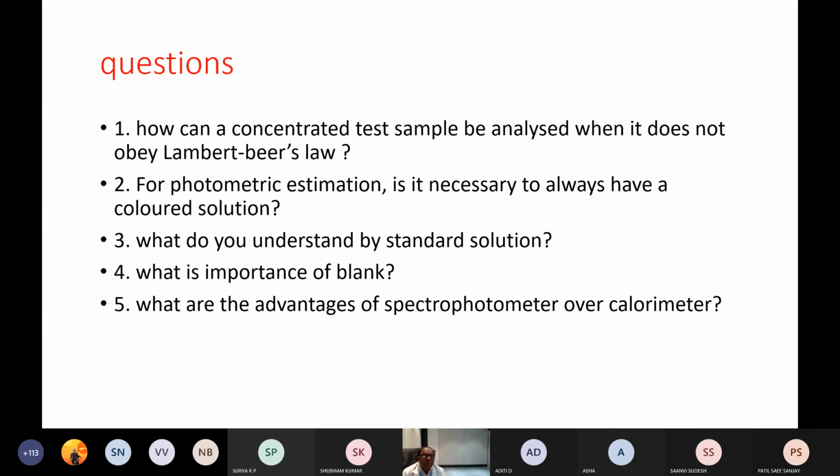The second question is: for a photometric estimation, is it necessary to always have a colored solution? That is for the spectrophotometer. And what do you understand by the standard solution? I have told you what that is, you have to define it. And what is the importance of the blank? Why is the blank run? And the last one: what are the advantages of the spectrophotometer over the colorimeter? You have to find that out. In this whole class, I kept on telling the advantages of the spectrophotometer over the colorimeter. So prepare the answer for this. Try to find it out.